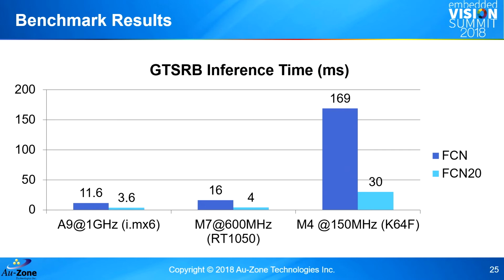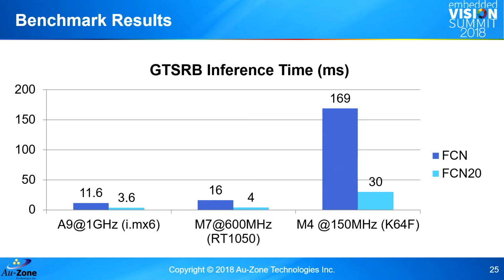So we've implemented these different networks on a number of different constrained devices. I've picked 3 representative devices: an IMX6 from NXP, which is a Cortex-A9 running at 1 gigahertz, an RT1050, which is an M7-based microcontroller with external memory, and an M4-based microcontroller with, again, the 256K of internal memory.